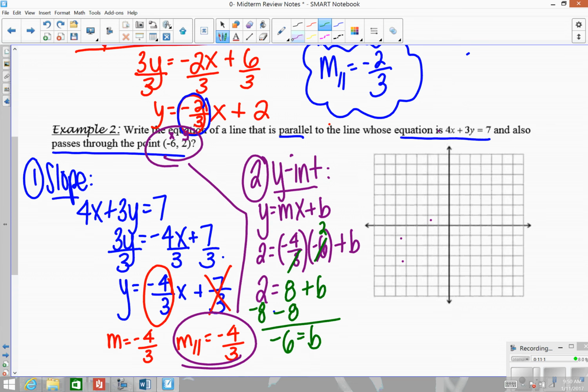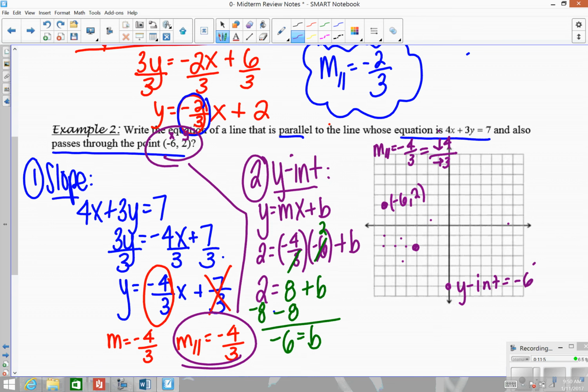If I start at my point here, negative 6 comma 2, so 1, 2, 3, 4, 5, 6, up 2. If I start at that point and count my slope, my parallel slope was negative 4/3, which is down 4, right 3. So 1, 2, 3, 4, 1, 2, 3, and you can find your y-intercept that way. So here's my y-intercept. This is the point that I had to start at. I used the parallel slope and I got my y-intercept to be negative 6.